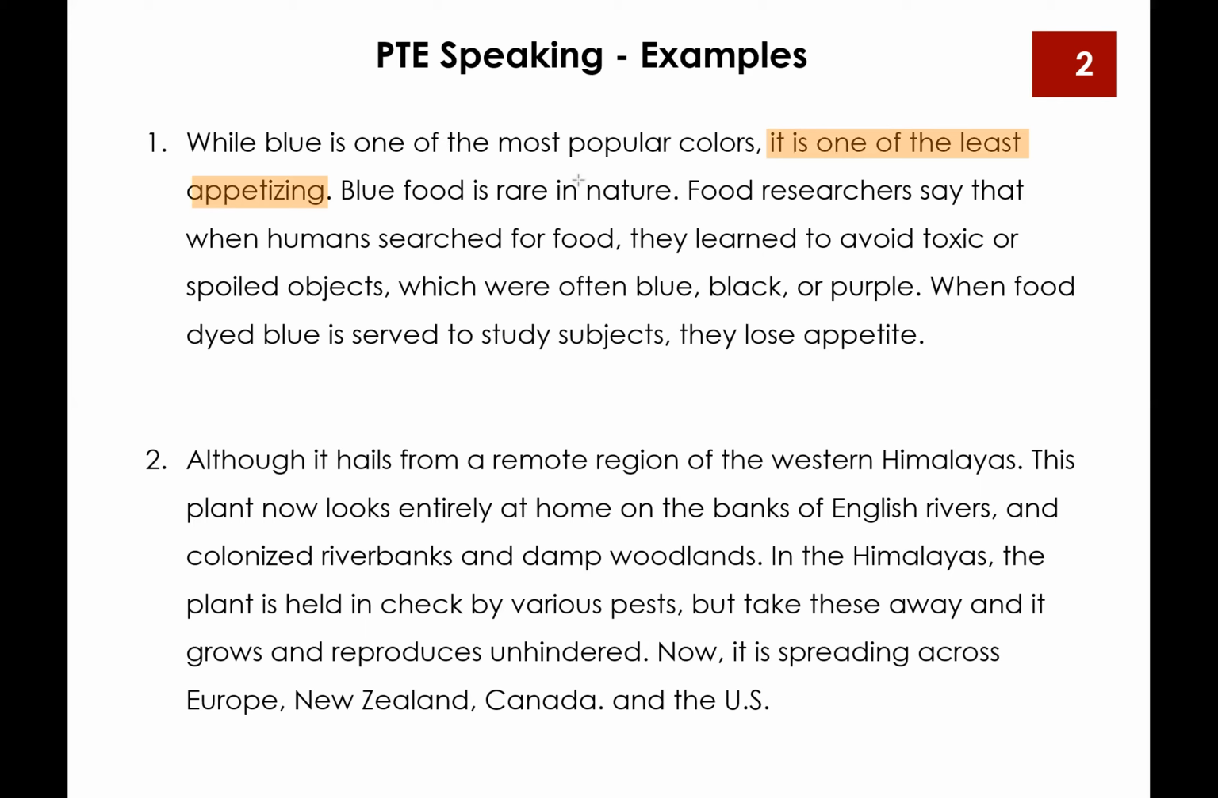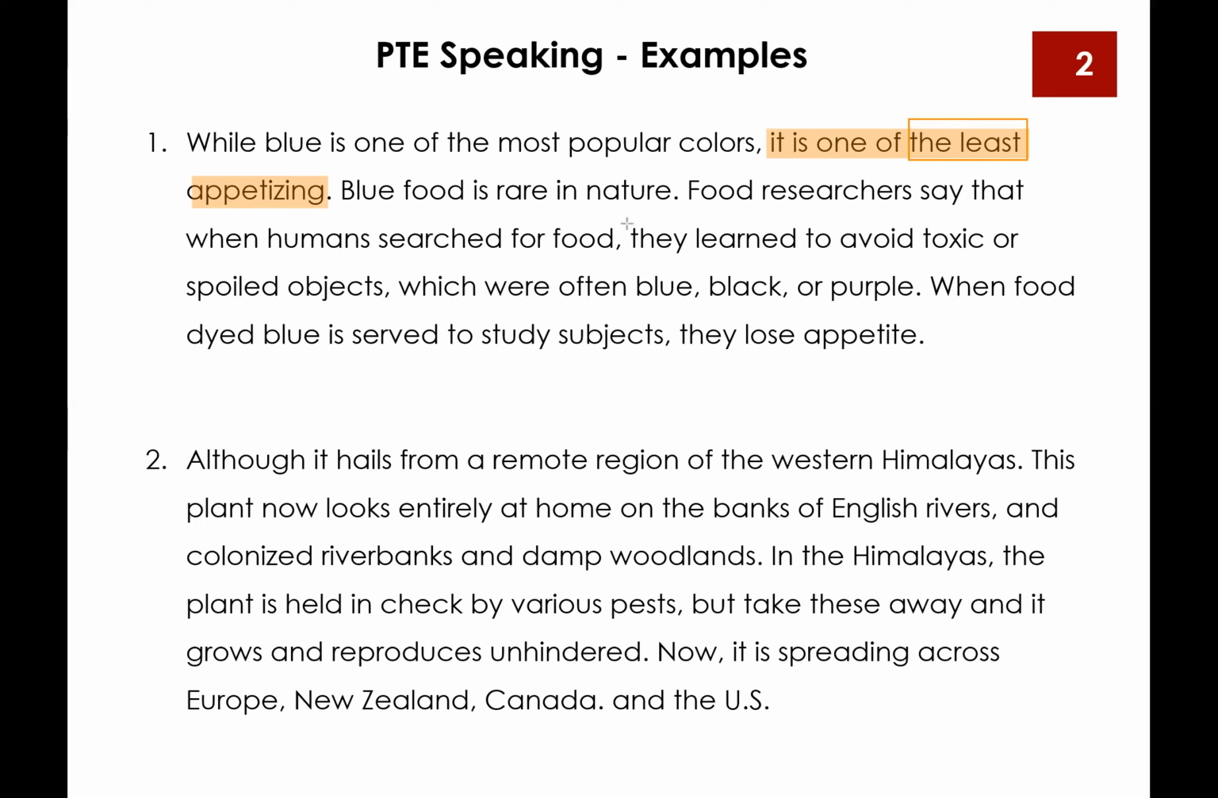So for example, in the first sentence, we can see that "while" is a subordinator, right? So that is our dependent clause. So our stress would be on the second part, which is "it is one of the least." And "the least" is a very strong word choice. So maybe I want to emphasize that. Okay, and then afterwards we see, all right, "food researchers say that," and then we have another dependent clause.